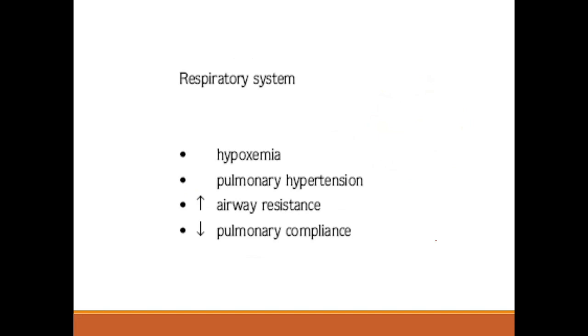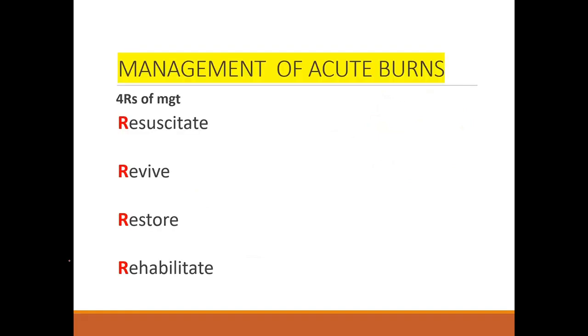Now, the respiratory system: there is hypoxemia, pulmonary hypertension, increased airway resistance, decreased pulmonary compliance. So, how do we manage burns injury? Now, it should be clear, the 4 R's of management. You resuscitate, revive, restore, rehabilitate patients.